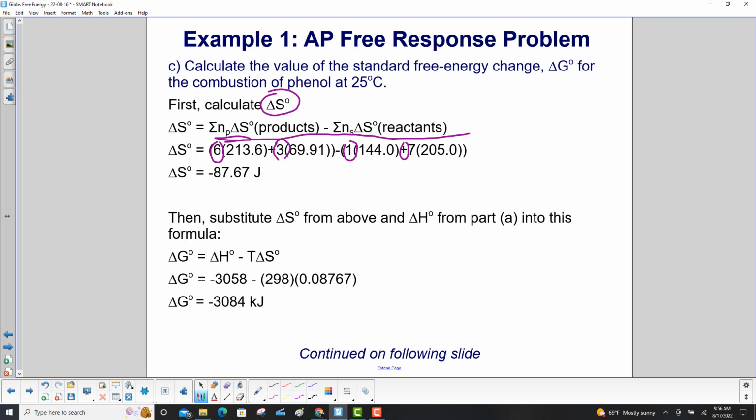minus 87.67 joules. Then we substitute this delta S and the delta H from the previous slide into the Gibbs free energy formula. Carry out the math, and we get delta G is minus 3,084 kilojoules. And again, be careful here. Make sure you convert Celsius to Kelvin.